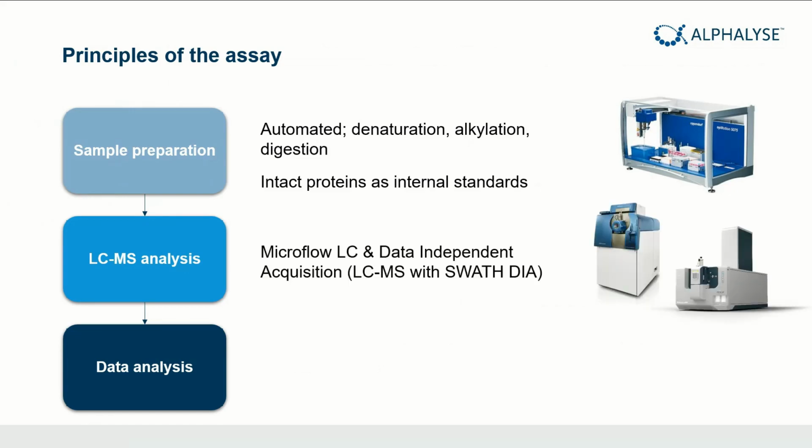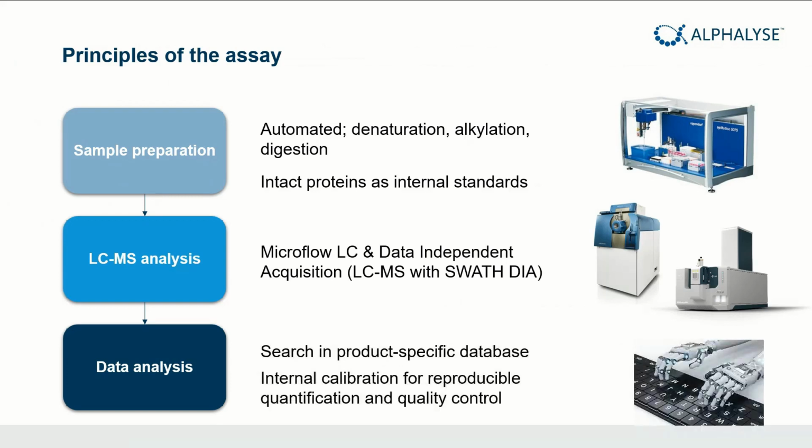The second step is a microflow LCMS system. It gives robust and fast chromatography. And then we have the data independent acquisition on this high-end mass spectrometer that can both identify and quantify proteins in low amounts, even though we have high amounts of the drug substance. We have a technical webinar explaining about this in case you are interested in more details.